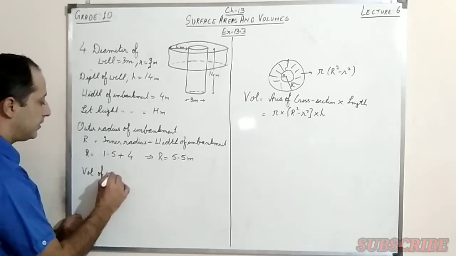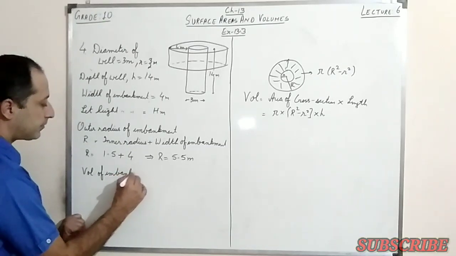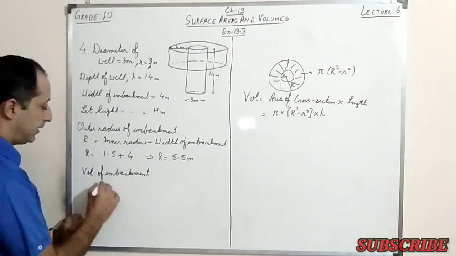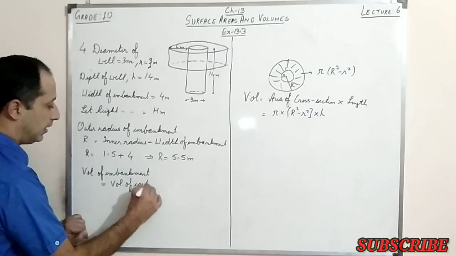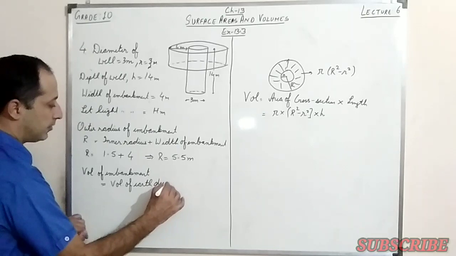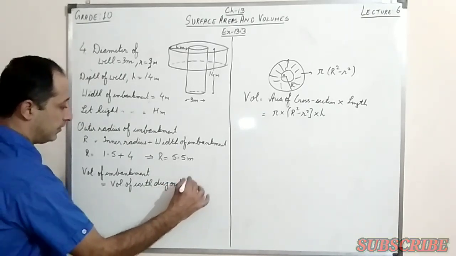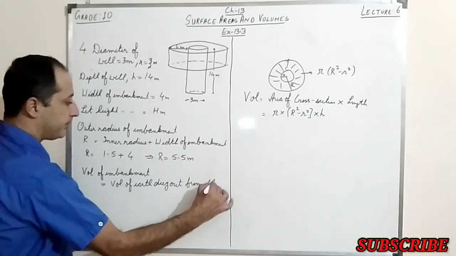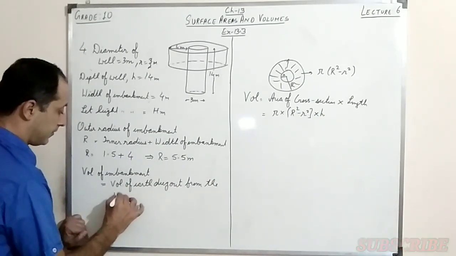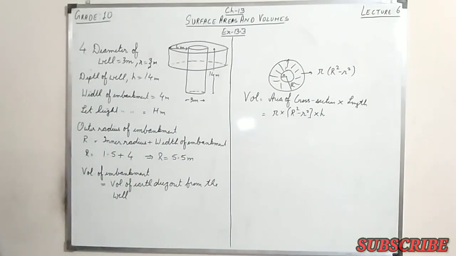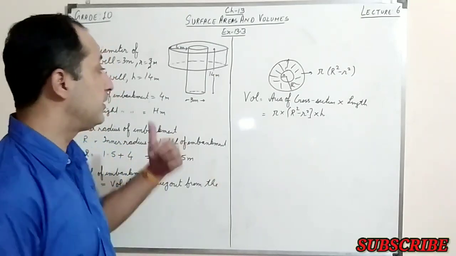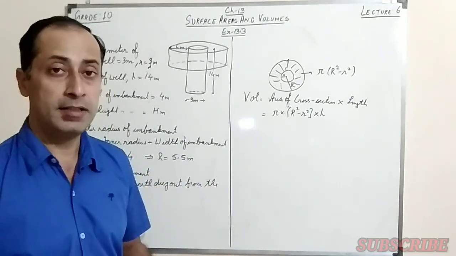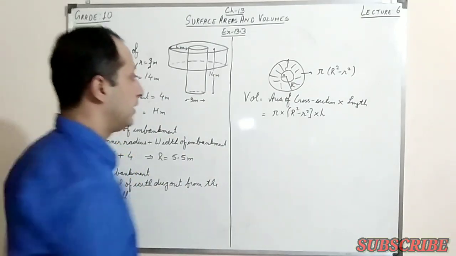Now, whatever is the volume of embankment will be equal to the volume of earth dug out from the well. Now, what is the total volume of the earth dug out from the well? That will be equal to the volume of the well, and we have the formula. Since it is in cylindrical shape, a circular cylinder, the formula is pi r square h.